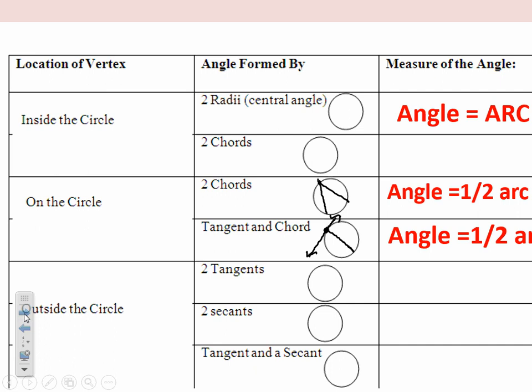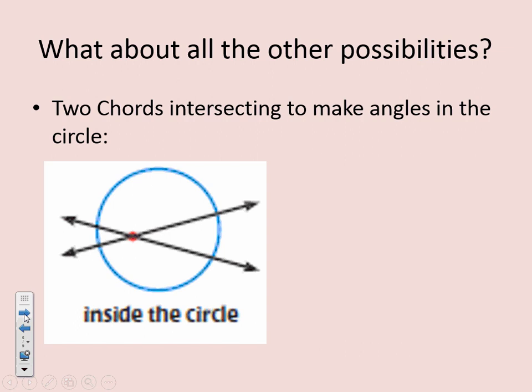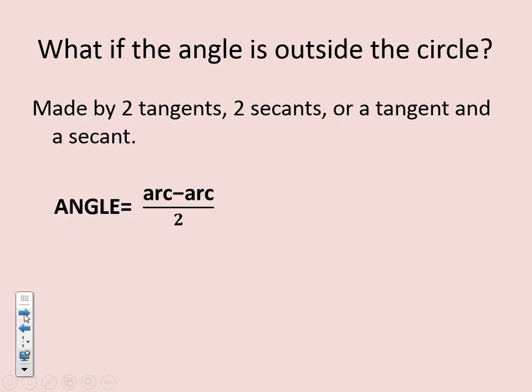Now let's look at some other situations that can happen. What about all the other possibilities? What about if we have two chords intersecting to make angles inside the circle? Notice that the vertex is inside the circle on this one. Well, when that happens, we're going to take the average of the two arcs. So we're going to add the arc on one side, add the arc on the other side, and divide it by 2. That's what it means to average the arcs across from the vertical angles, okay?